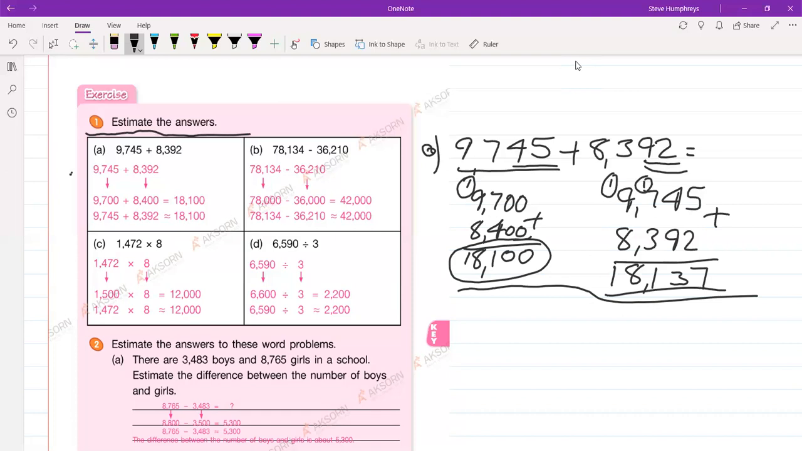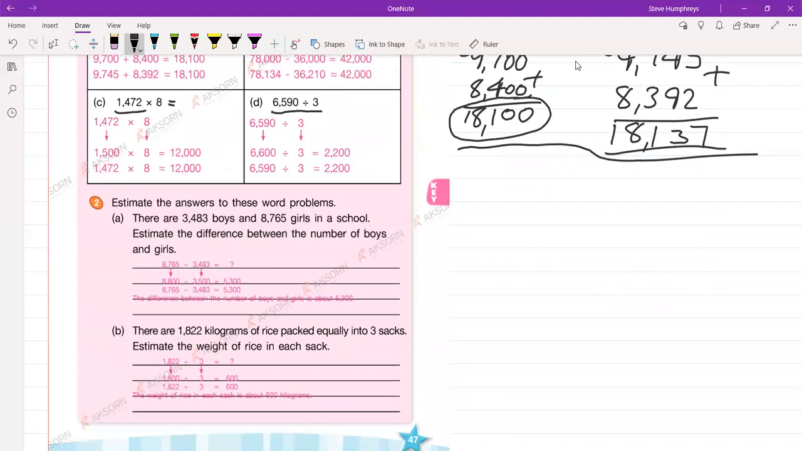Remember, round your numbers before you do the calculation. This one's a minus, subtract. This one's multiply. And this one's division. So remember, round your numbers and then do the calculation, and it'll give you an estimated answer. Okay, let's move on.